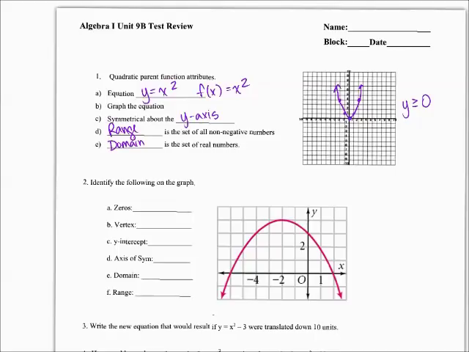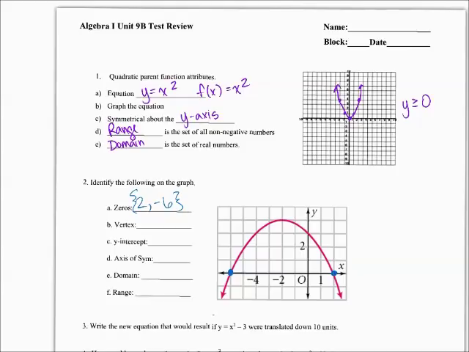For number 2, we're going to identify all of those different pieces. So first thing is the zeros, which are also called the solutions or the x-intercepts or the roots. So I just marked them. So one of them would be 2, and the other one would be -6. I'm going to write those in set notation. You can write them in any order. Probably if it were a multiple choice question, the -6 would come first.